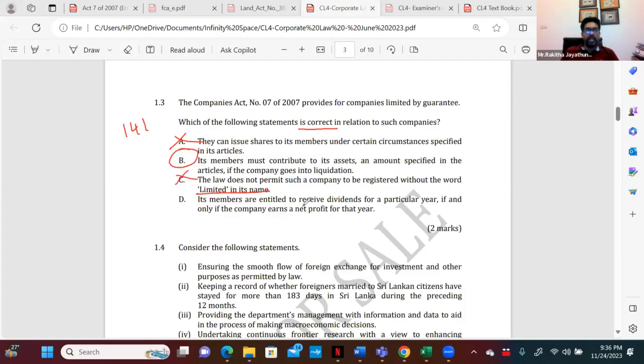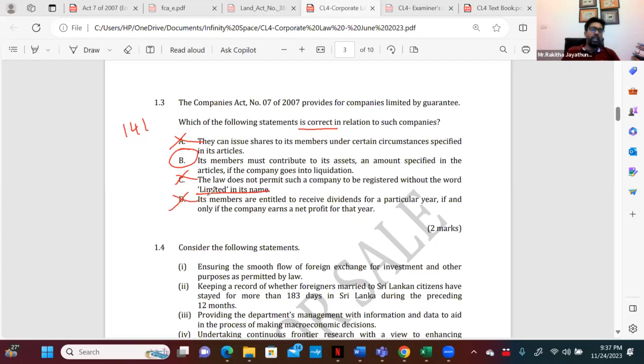Its members are entitled to receive dividends. I told you, there are no shareholders. It is prohibited for a company limited by guarantee to distribute their funds, their profits, among the members as dividends or in any other means. You can't.